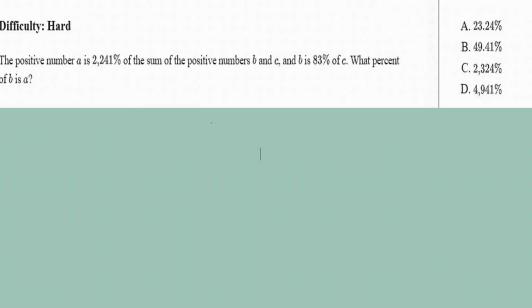Okay. So let's start with the given. It is given that A is some percent of the sum of positive numbers B and C, and B is some percent of C. Since this part is a little bit easier to write, we are going to start with this.